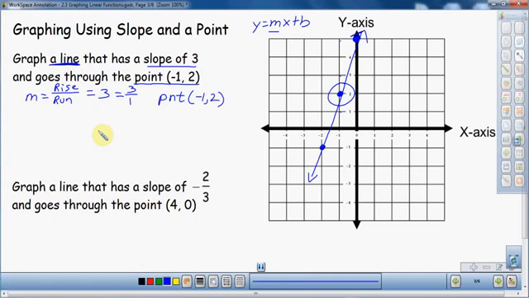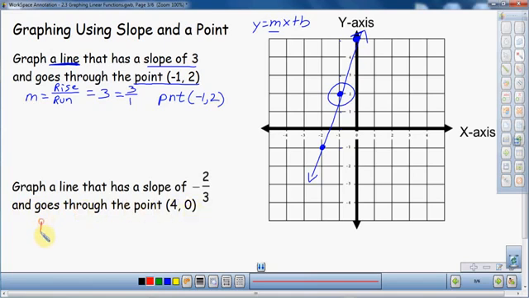This next example that I do, I'm going to go a little bit faster through since we got the basics down. Okay, so another example. I'm going to do a different color here. Another example. Graph a line that has a slope of -2/3 and goes through the point 4, 0.